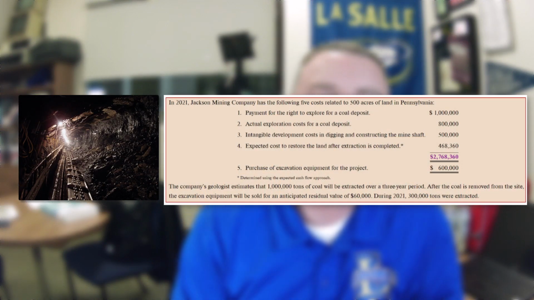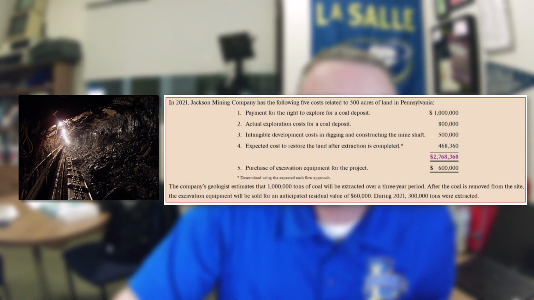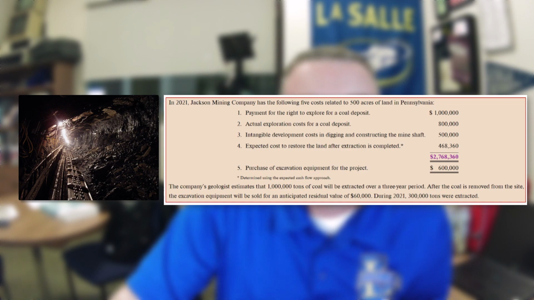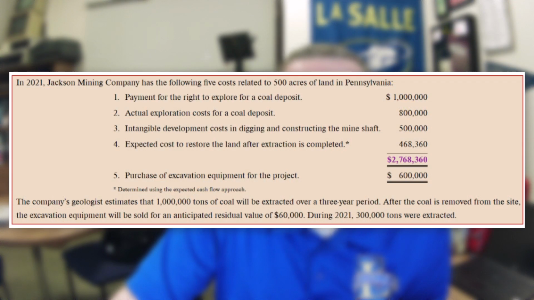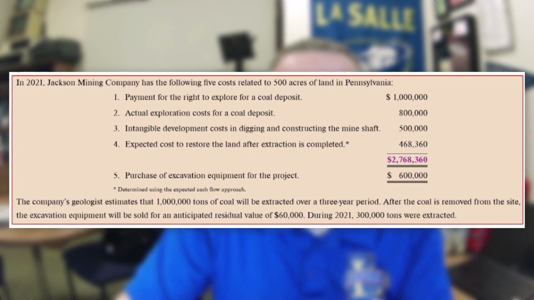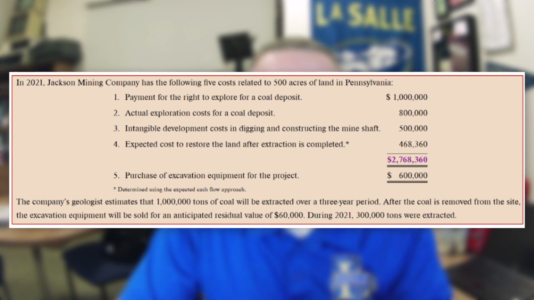So what you see on your screen now is an example problem, and what we're looking at here is a mining company. In 2021, Jackson Mining Company has the following 5 costs related to 500 acres of land in Pennsylvania. The first cost was the payment for the right to explore for a coal deposit. So this company, Jackson Mining, purchased the rights to explore a piece of land to find coal.